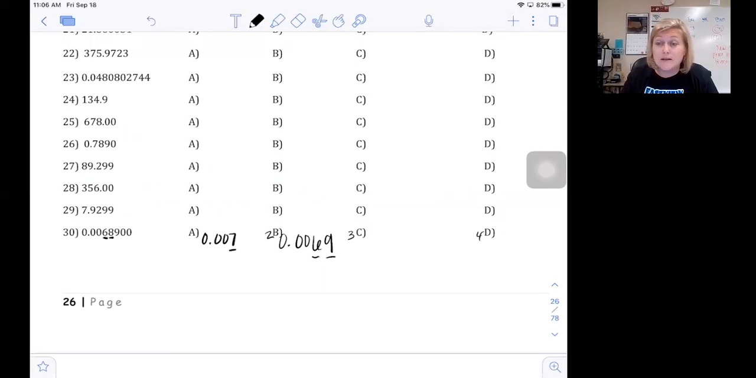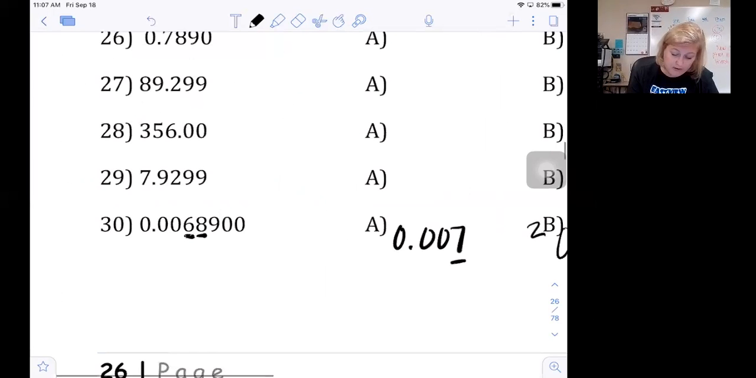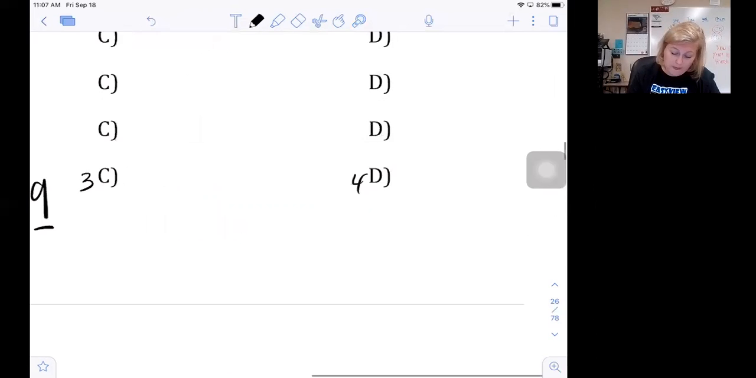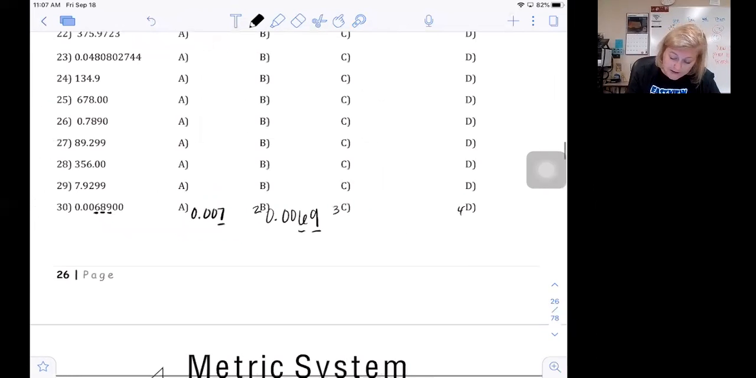Okay, letter C wants you to have 3 significant digits. So I'm going to round this. Again, underline your first 3 significant digits, 1, 2, 3. Look at the number behind it, which is that 0 that I have the blue dot over. That 0, if it were a 5 or higher, would change the 9. Since it's a 0, it doesn't do anything to the 9, and you can drop the rest of the number. So my answer for letter C is 0.00689, and I have my 3 significant digits.